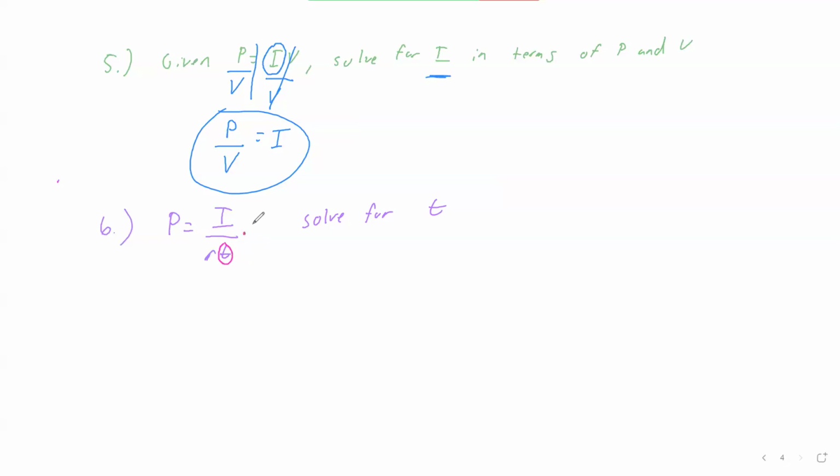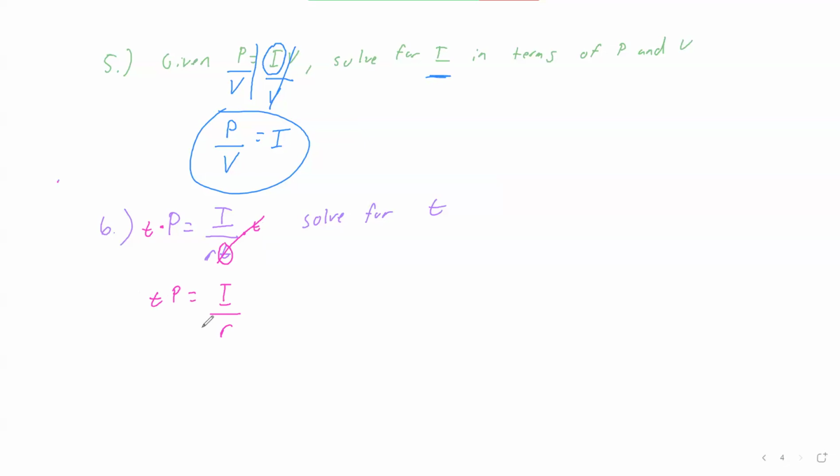I'm going to multiply by T on both sides. And the purpose of this is to be able to solve for the letter. It cannot be on the bottom of a fraction. So what happens with these T's is they will cancel. Because if you multiply and divide by the exact same thing, you're just canceling it out. So now I got TP equals I over R. All right.